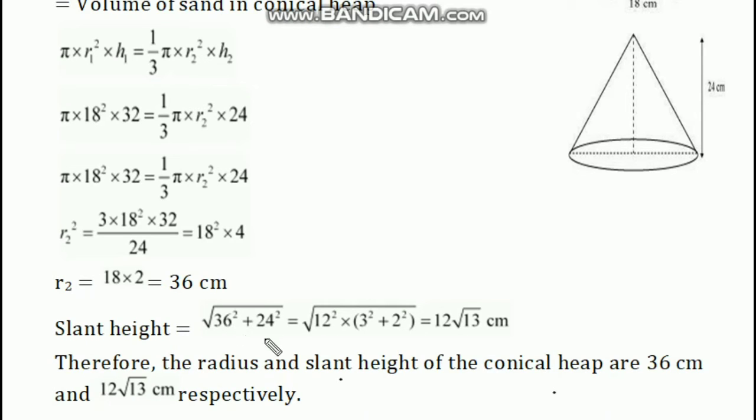So radius 36 and height 24. Finally we get 12 square root of 13 centimeter. Therefore, the radius and slant height of the conical heap are 36 centimeter and 12 square root of 13 centimeter.